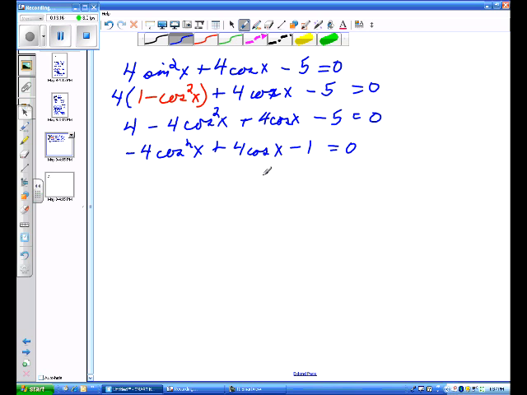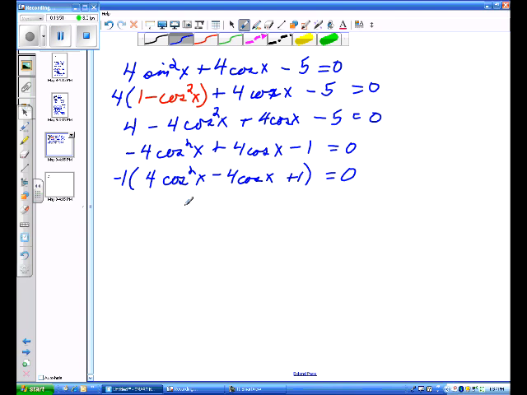Well, again, I have a quadratic. So I can always use the quadratic formula, but it's possible to be able to factor this. It's difficult to factor with that negative here, so we're going to factor out a -1, which leaves us 4 cosine squared x minus 4 cosine x plus 1. And again, I'd need to multiply. 4 times 1 is 4. Factors of 4 that add to be 4 would be 2 and 2.